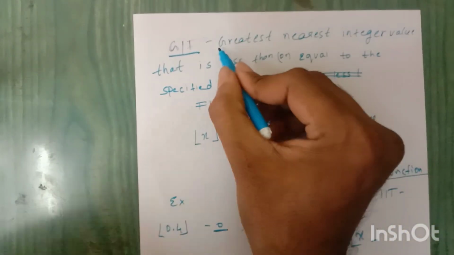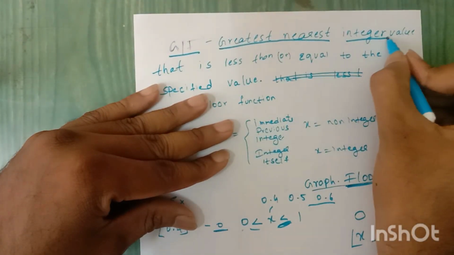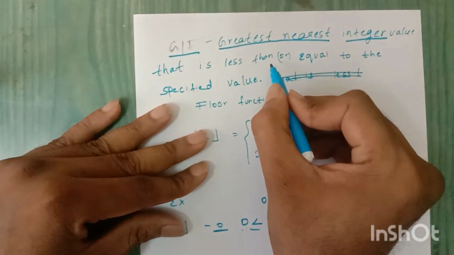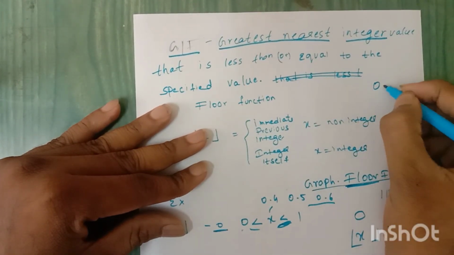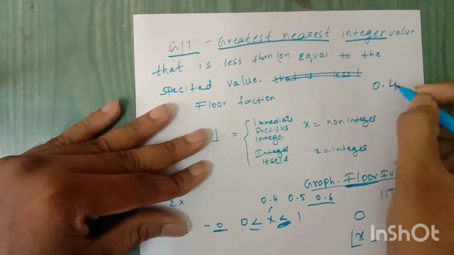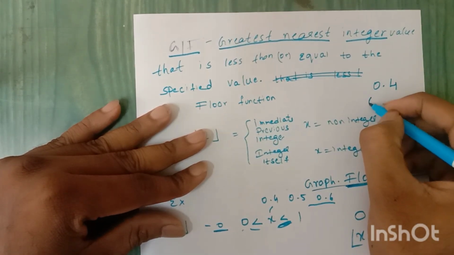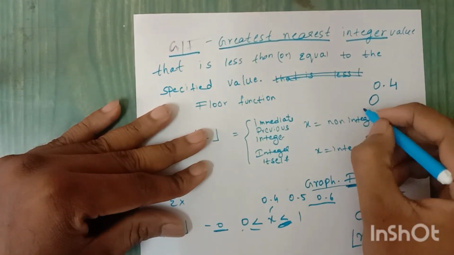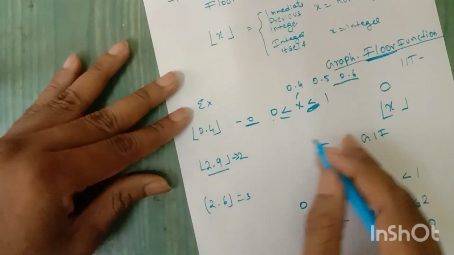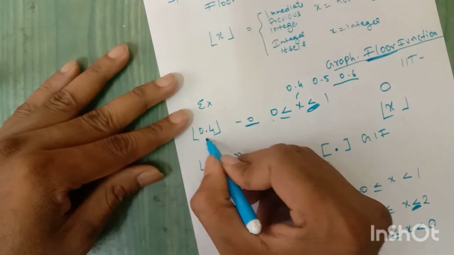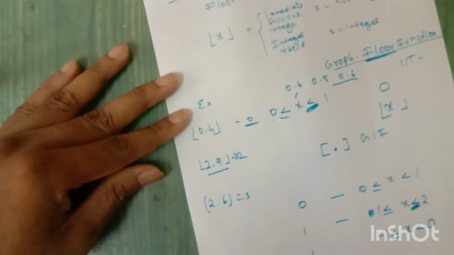The greatest integer function is nothing but the greatest and nearest integer value that is less than or equal to the specified value. Suppose the specified value is 0.4. It is the nearest integer that is less than 0.4. What is that value? The integer less than 0.4 is 0. So automatically the GIF of 0.4 will be 0.